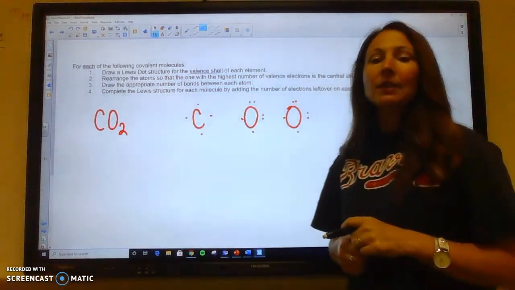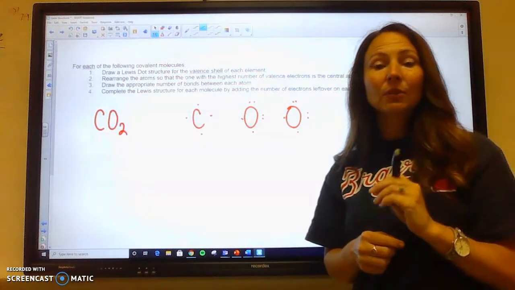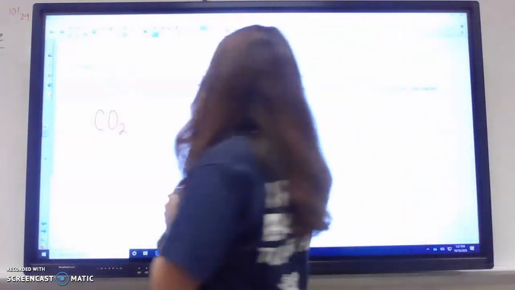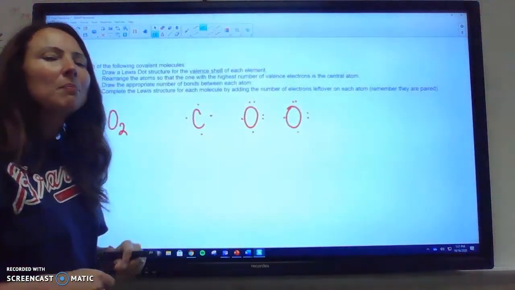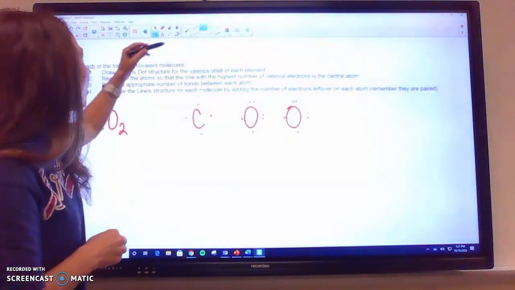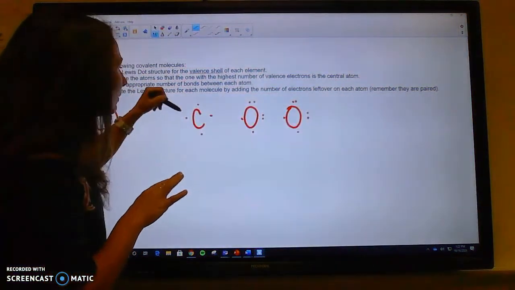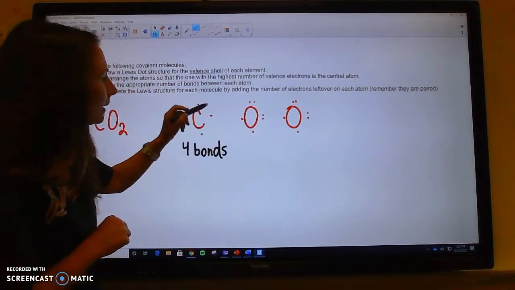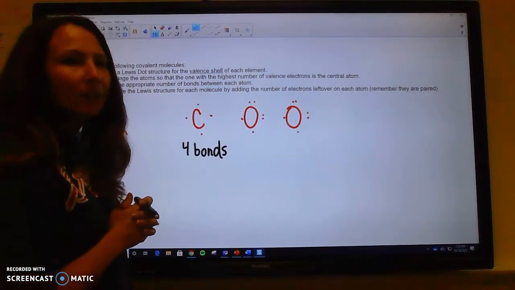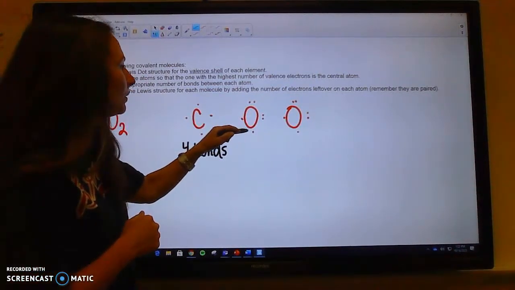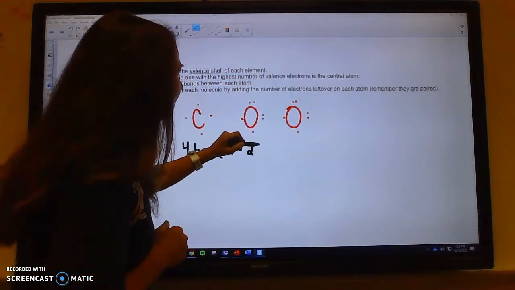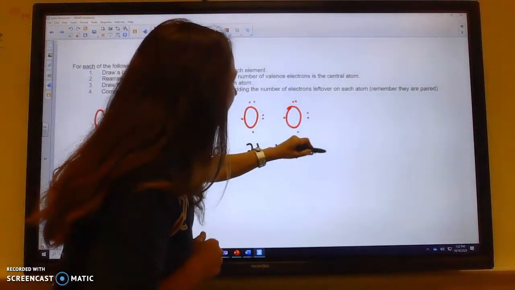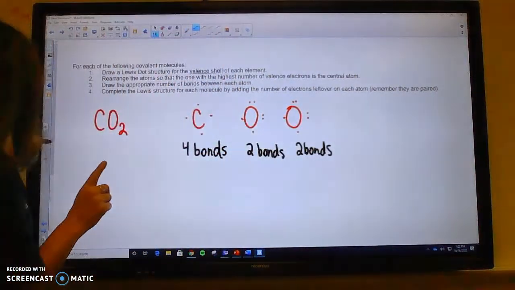Carbon has 4. So I told you that each single dot is how many bonds that element forms. So, of course, I need to move so you can see this. So, how many bonds does carbon make? Carbon will make 4 bonds, okay? So it can make 4 bonds. Each oxygen makes how many bonds? Look at the single dots. 1, 2, 1, 2. So oxygen makes 2 bonds. So I want you to notice something about that.